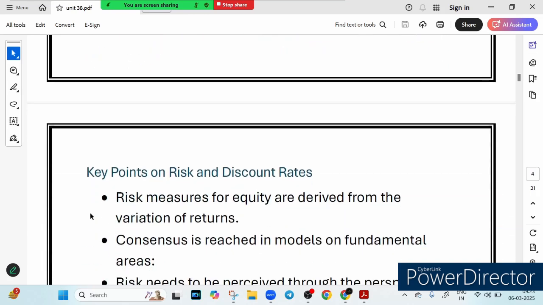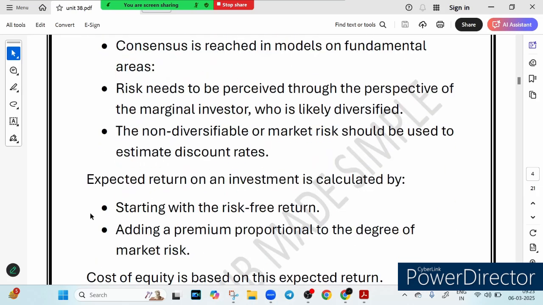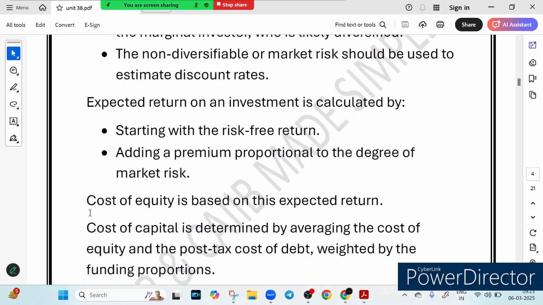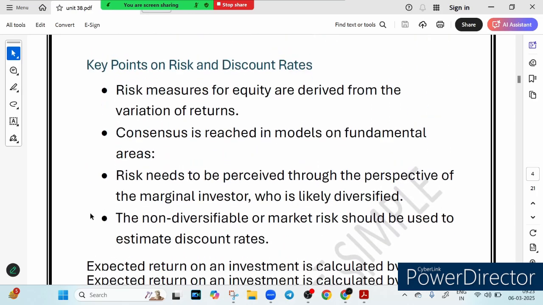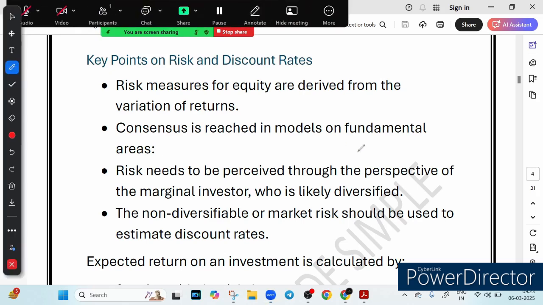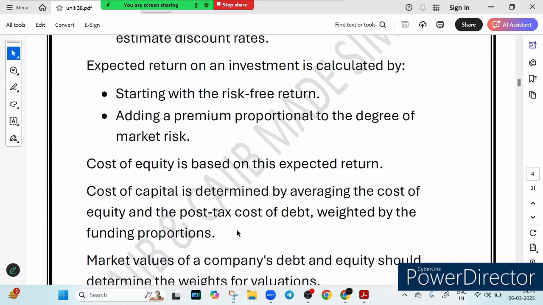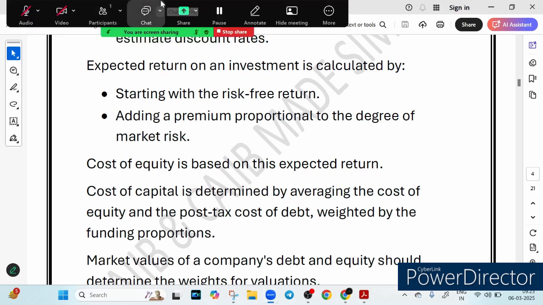So here it is, key points on risk measures and discount rate. Risk measures for equity are derived from variation of return, right? And consensus is reached in the model on fundamental areas. Risk needs to be perceived through the perspective of the marginal investor who is likely diversified. And the non-diversifiable or market risk should be used to estimate the discount rate. These are the important points. Now let's talk about how the expected return on investment is calculated. You start with a risk-free return, you add a premium proportional to the degree of market risk, and then you will get the expected return on investment, right?